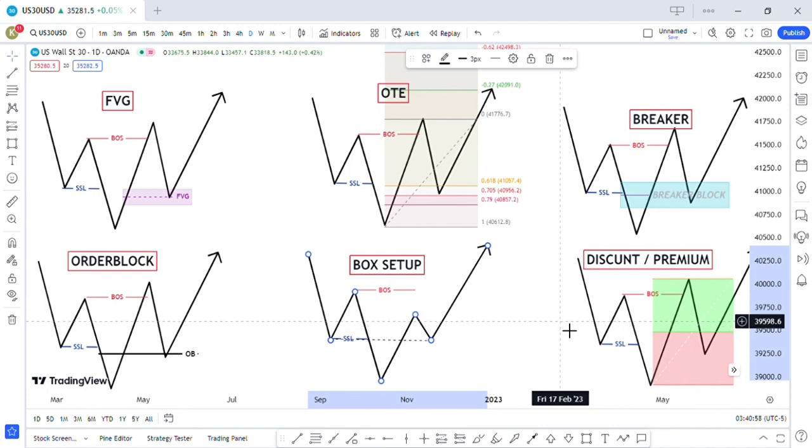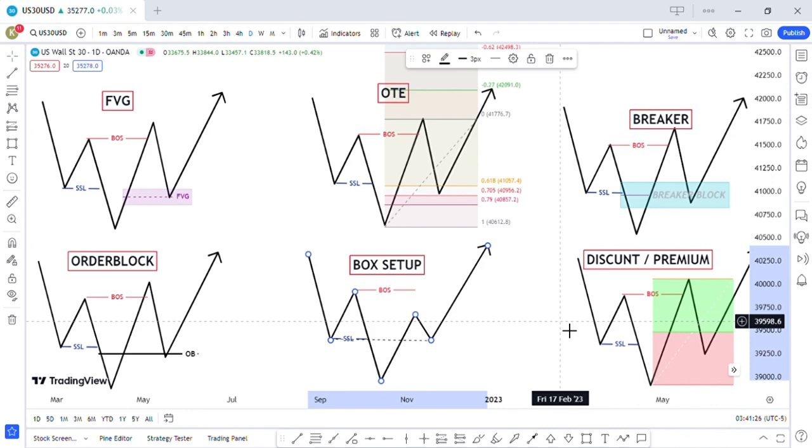Discount and premium, I've said numerous times on this channel that this is the most important thing that you can look for when we are looking for an entry checklist. You cannot buy the market in a premium and you cannot sell the market in a discount. So you need to buy in a discount and sell in a premium. So before you either sell or buy, you must first check whether the market is in a premium or a discount. If it's in a discount, we buy. If it's in a premium, we sell.